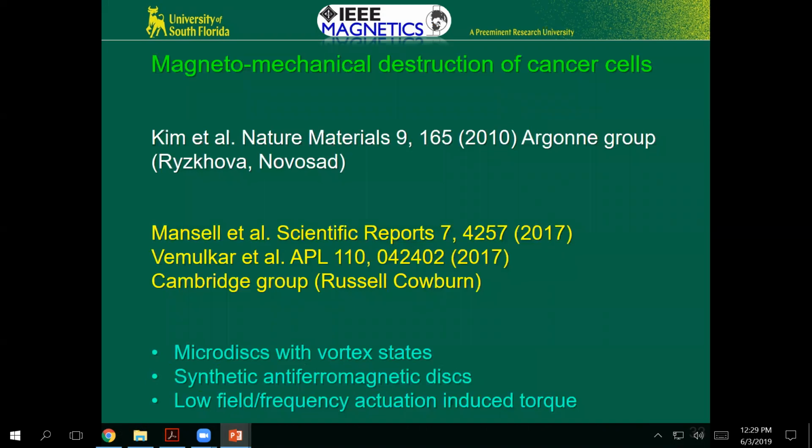Okay, so I would also like to point out that there are other ways of killing cancer cells. Remember that the cell membrane has to be ruptured, right? So another way of doing it, here are some examples of two different groups that use what is called magnetomechanical destruction of cancer cells. So in this case, they make these nanorods, for example, high aspect ratio nanostructures, and then they cleverly design it, using synthetic methods, synthetic antiferromagnets, for example, where the torque is maximized at low fields. So when you apply a low field, low frequency signal, because of the maximum torque, they start spinning around like motors, and in the process, they destroy the cell walls. Okay, so this is magnetomechanical destruction of cancer cells.